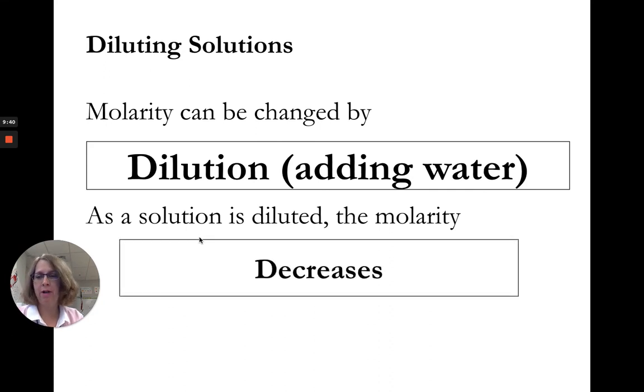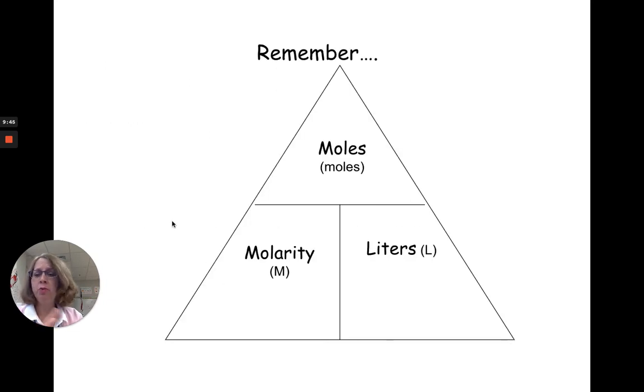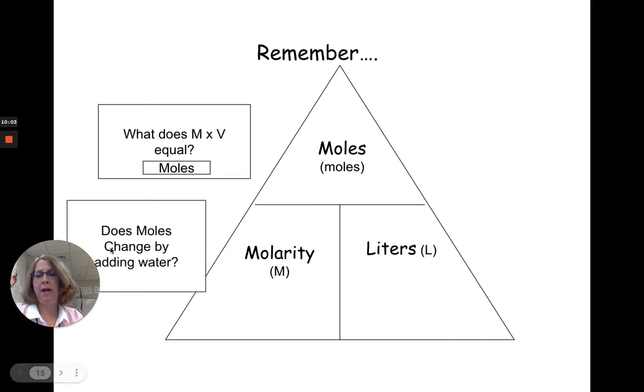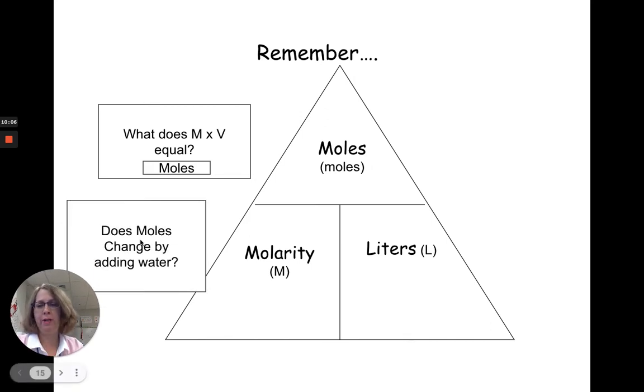Okay, why is this important? And why does this work? I want you to remember something about the calculations we're going to do. Remember our molarity triangle, right? And you notice that molarity times volume, or molarity times liters, equals moles of solute, the solid. Now, if I dilute a solution, that means I add water to it. Is that going to change the amount of solid? No. So we can use that to figure out new concentrations when we dilute with water.